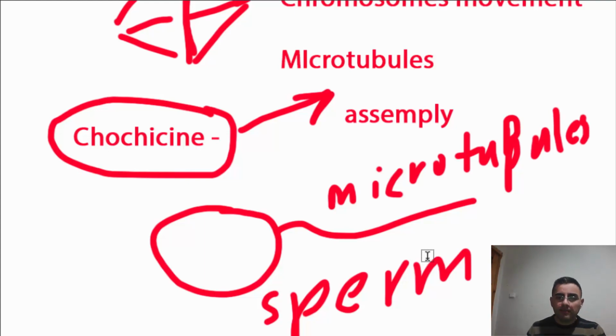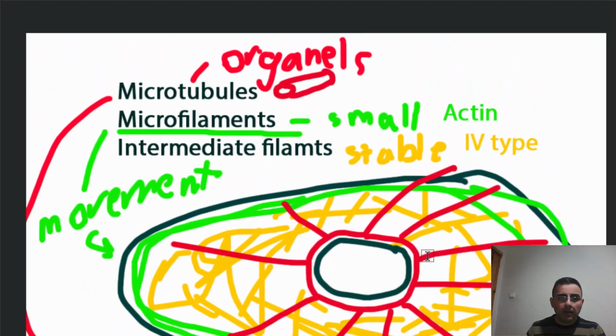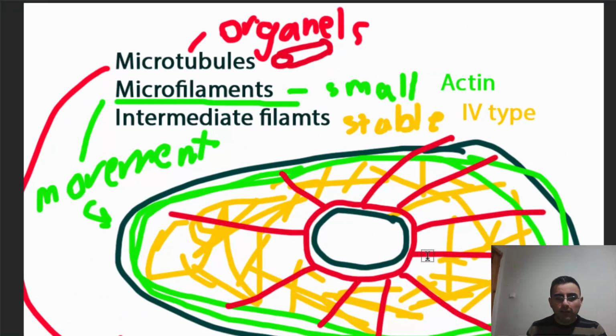Let's summarize. There are three components of the cytoplasmic cytoskeleton: microtubules, microfilaments, and intermediate filaments. Microtubules are longest, more dynamic, and they are responsible for internal movement of organelles and movement of flagella and movement of chromosomes.